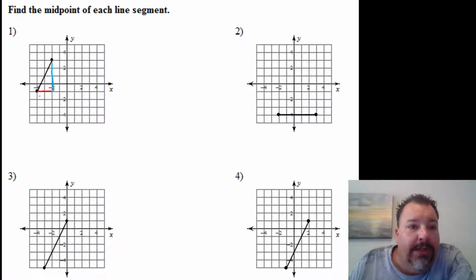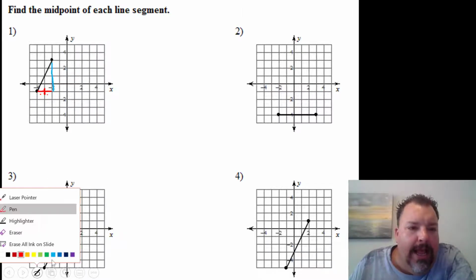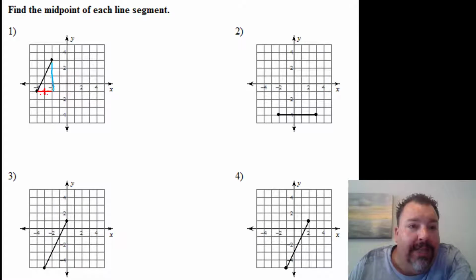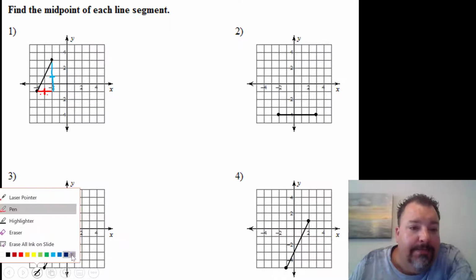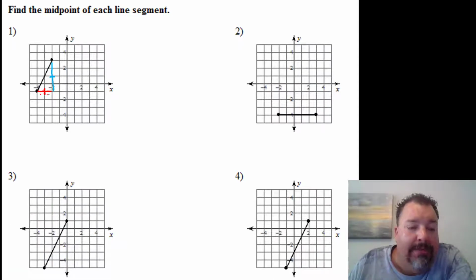Going across here, this is two spaces, so half of that would be 1. And if I look at how far it goes up and down, 1, 2, 3, 4 blocks, half of that would be 2. Where those two meet is going to be our midpoint. So if we go halfway across and halfway up, right there is where those two halfway points meet, and that's going to be our midpoint.